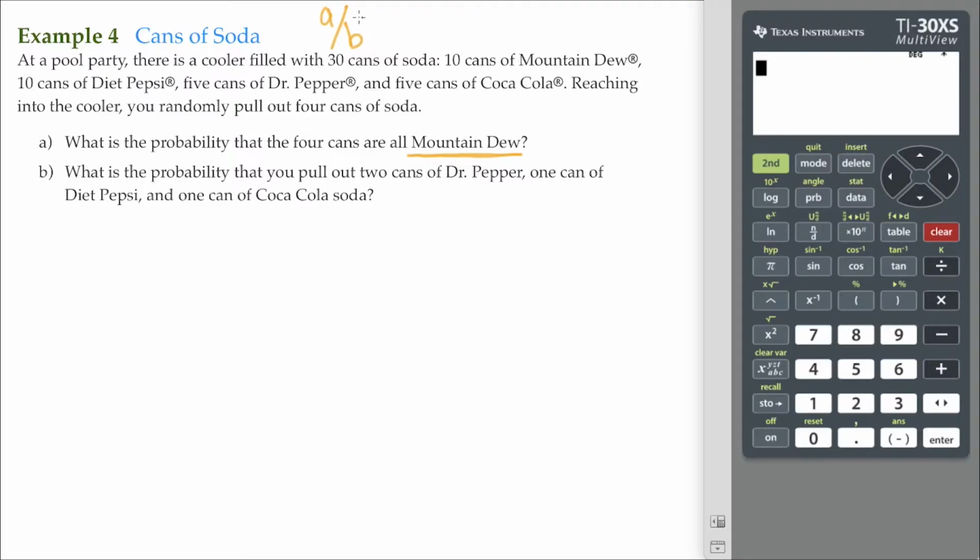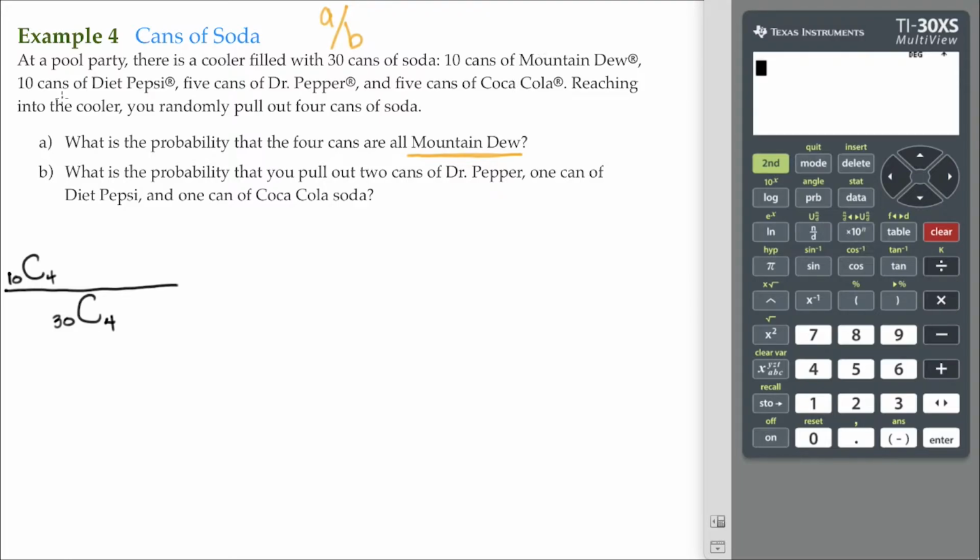So for B, our sample space, that's going to be 30 choose 4. We have 30 cans of soda. We're going to reach in and grab 4. How many ways can we do that? Then the event is we want all the cans to be Mountain Dew. 10 cans of Mountain Dew, we want 4. 10 choose 4. Now we've stated in the past that since A is a subset of B, the subscripts should tally up to equal the subscripts in the denominator, but all we have is 10, and here we have 30. Our 4 matches, but where's the other 20?